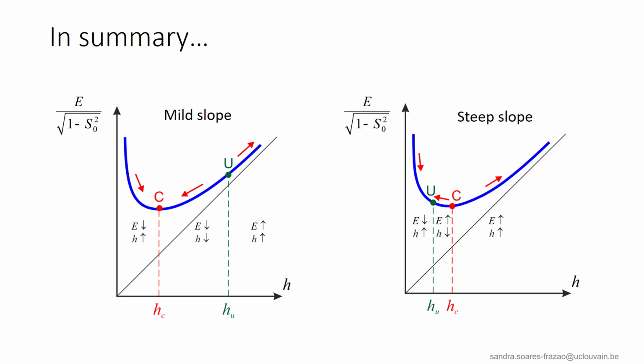So, in this lesson, using the classifications of the flow presented before, we could analyze the evolution of the specific energy under different conditions, and accordingly the evolution of the water depth. We will see in the next lesson that each type of evolution corresponds to a specific water profile. So, see you in the next lesson.